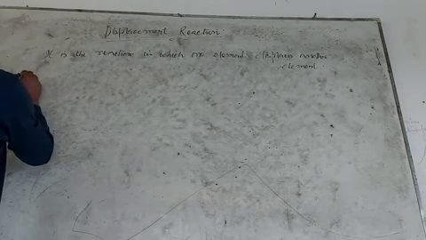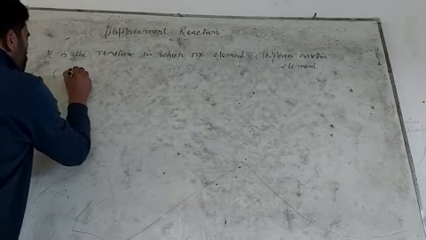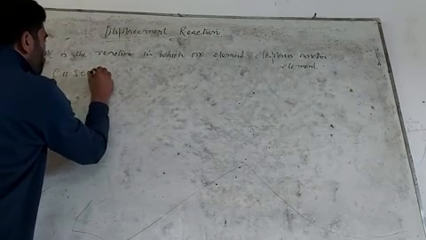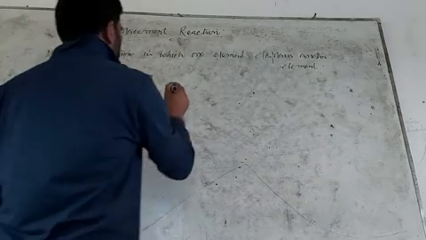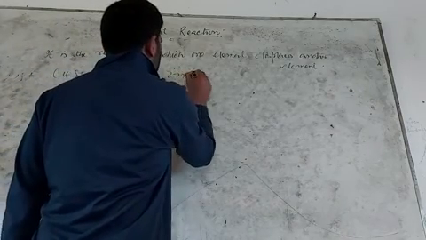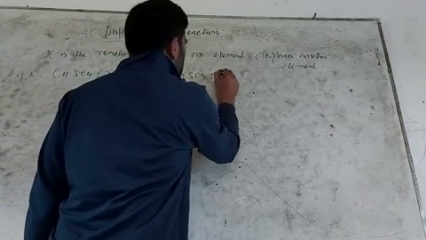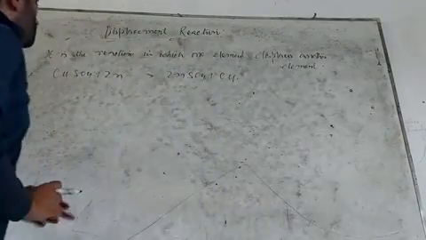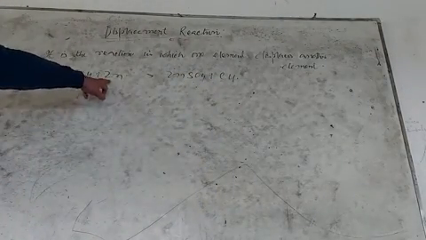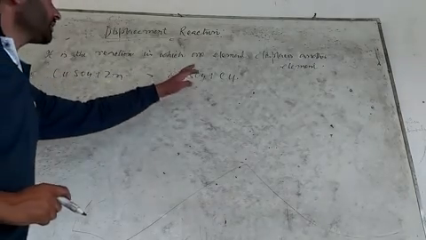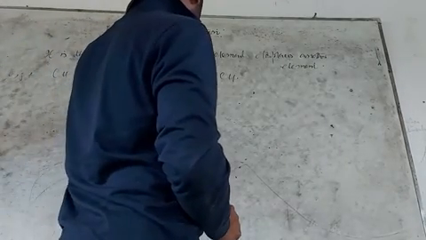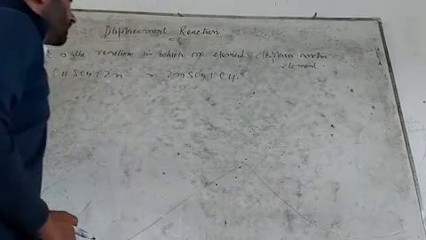For example, CuSO4 plus zinc. When they react with each other, we will get ZnSO4 plus Cu. Zinc has more reactivity as compared to copper, so zinc replaces the copper in this reaction.